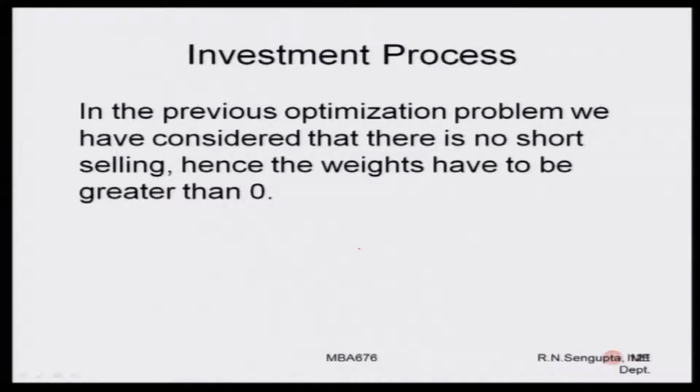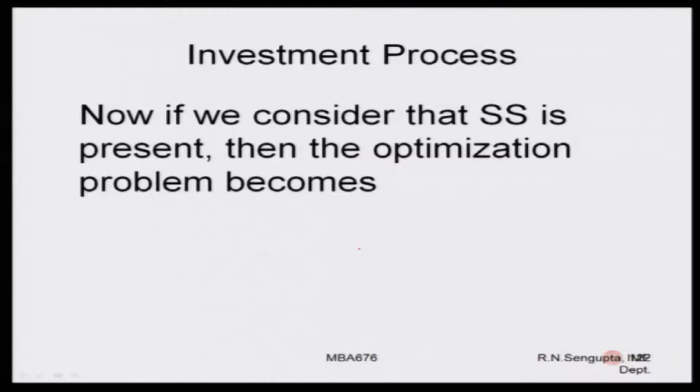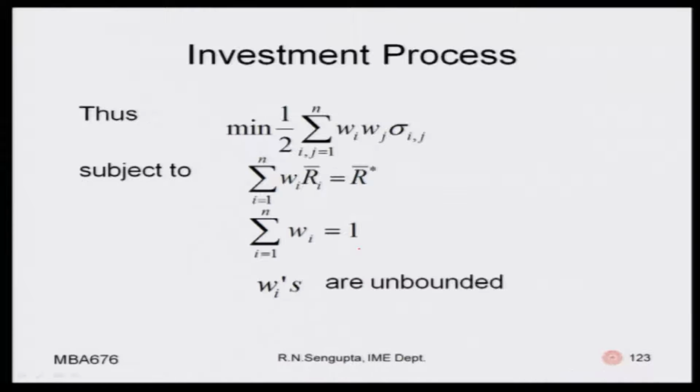So, in the previous optimization problem, as we have said, we have not considered short selling, hence the weights have to be greater than 0. In case there is short selling, weights can be less than 0 also. Now, if we consider that short selling is present, then the optimization problem becomes this. Again, the same thing: minimize the risk subject to these constraints, where they are greater than or equal to, or equal to, the sums are 1, and the wi's are unbounded or unconstrained.